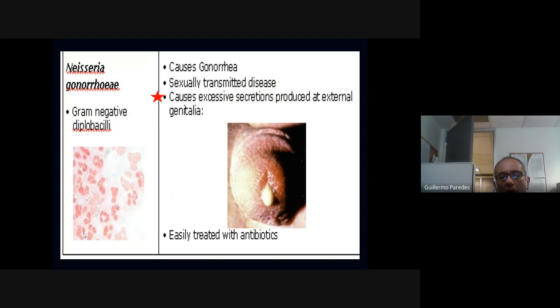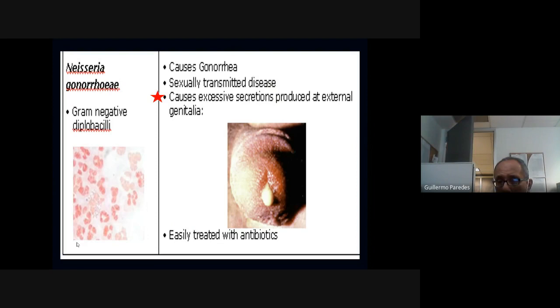All right, so here we have Neisseria gonorrhoeae. Neisseria gonorrhoeae, we mentioned in previous class, is a gram-negative diplococcus. It's an STD, a sexually transmitted disease. So what is in the star, look at that, the stars. I put the stars, that is what I want you to remember. You okay with that? All right.